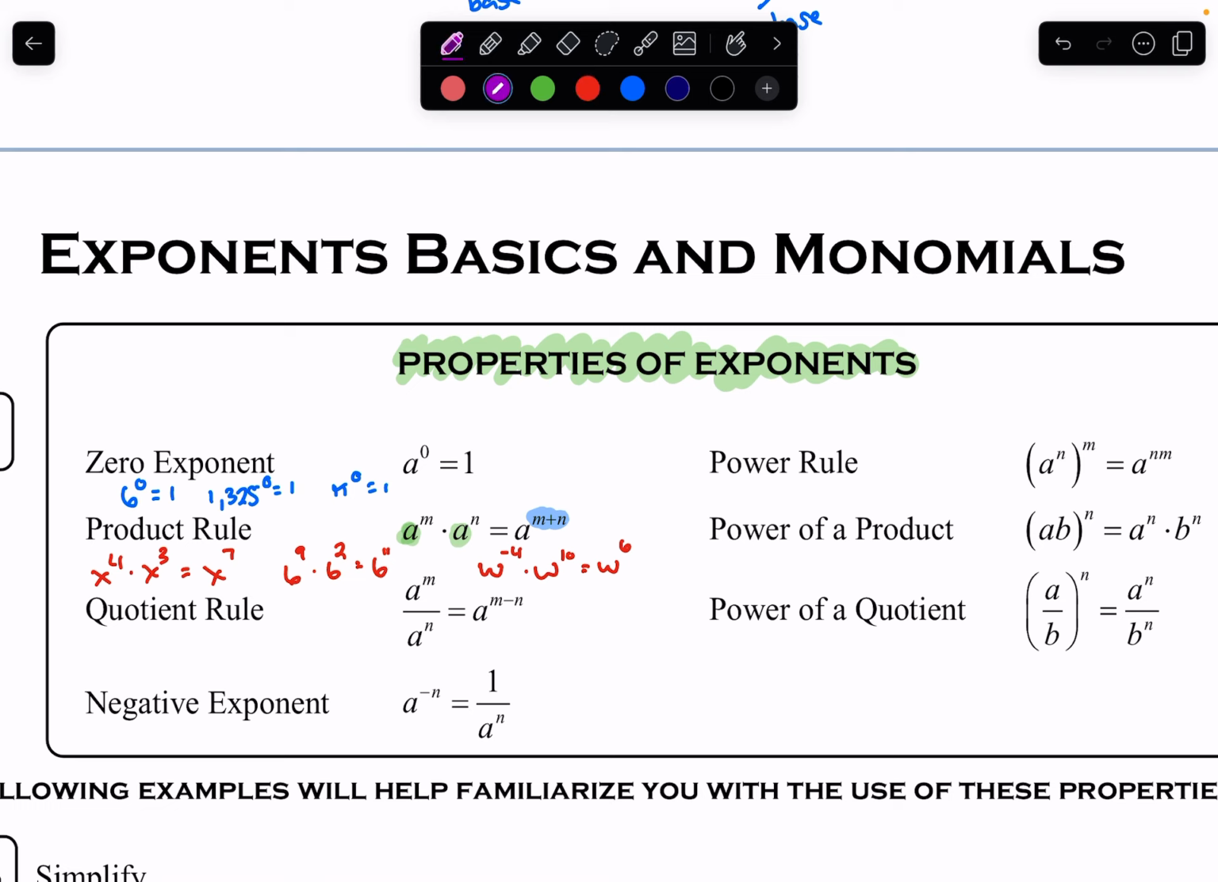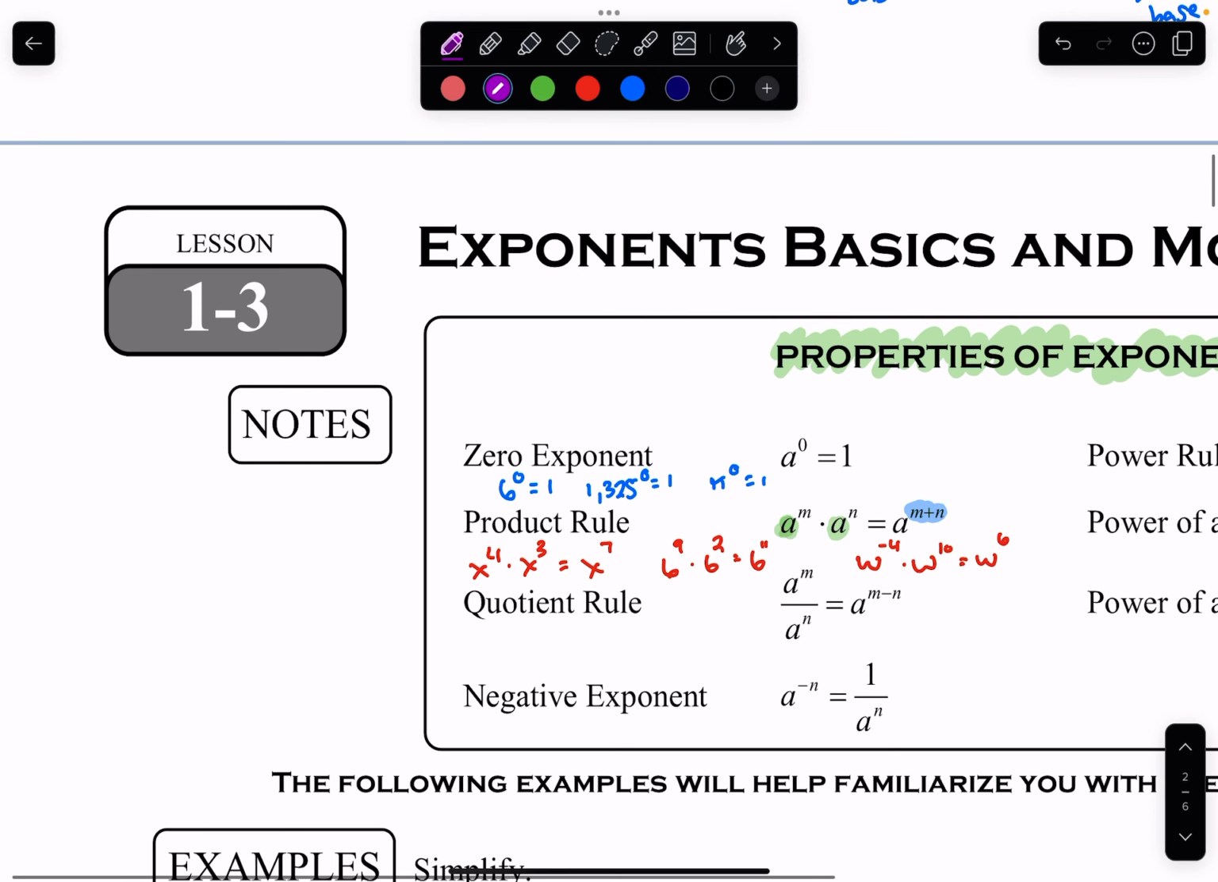Okay, the quotient rule is the opposite. What if you have a fraction with numbers on top and bottom that have the same base? So for this one, I'm gonna do these examples over here on the left, okay? So for the quotient rule, if I have x to the 9th over x to the 3rd, I've got basically, I'm actually canceling things out.